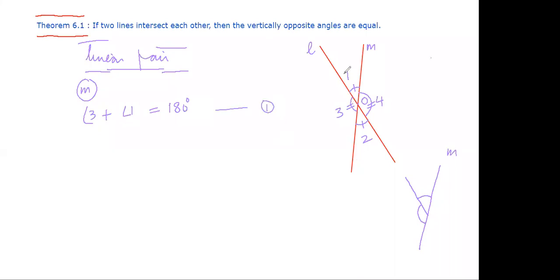Similarly, students, you see L is a line. On this line L, angle 1 and angle 4 are also a linear pair. Angle 1 plus angle 4 is also equal to 180 degrees. This is my second equation. And then angle 2 plus angle 4.